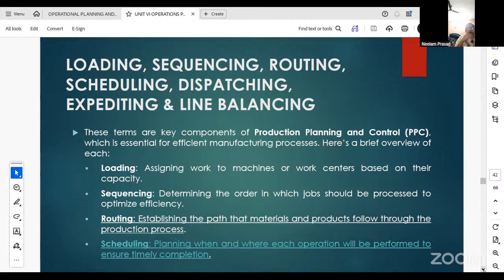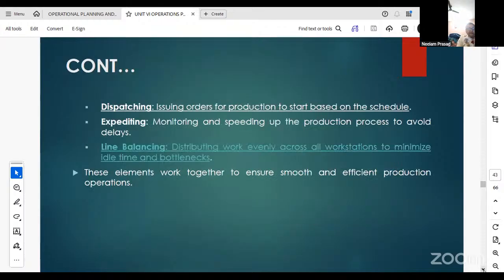So if you want your production planning and controls to work optimally, you have to follow these things. Loading, sequencing, routing, scheduling. If you do this properly, then you can expect a good return from your production planning and control system. Yes, next.